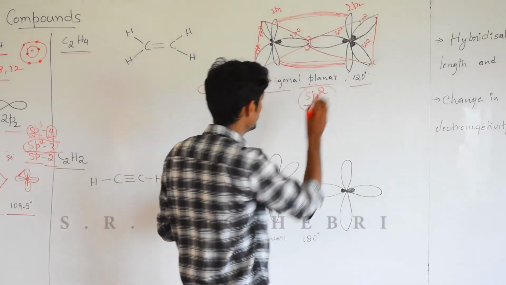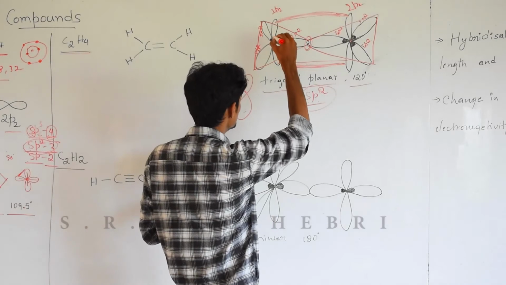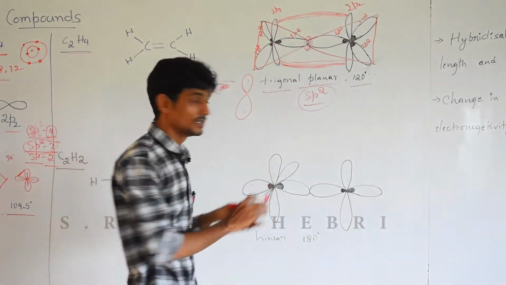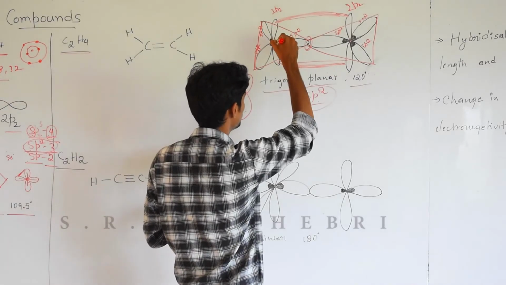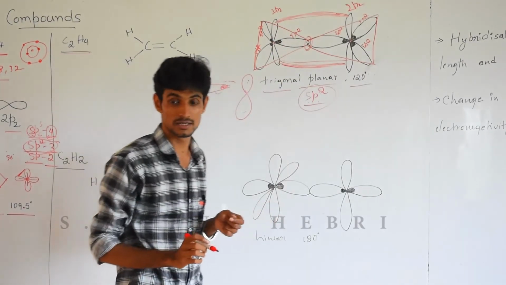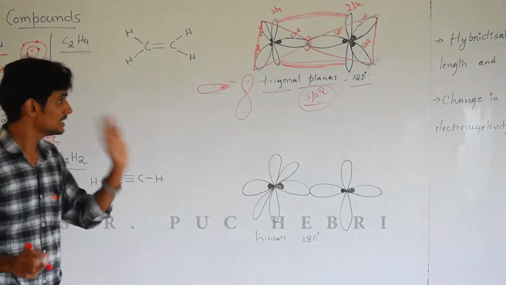That's how the trigonal planar structure forms. So this is called trigonal planar, and the unhybridized orbital has one lobe above that plane and one lobe below it. So this is the structure of ethene.